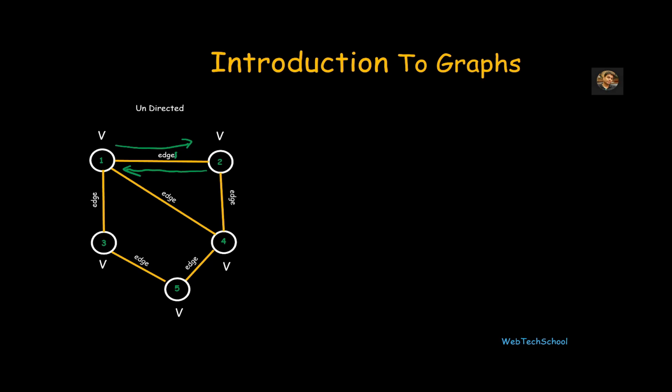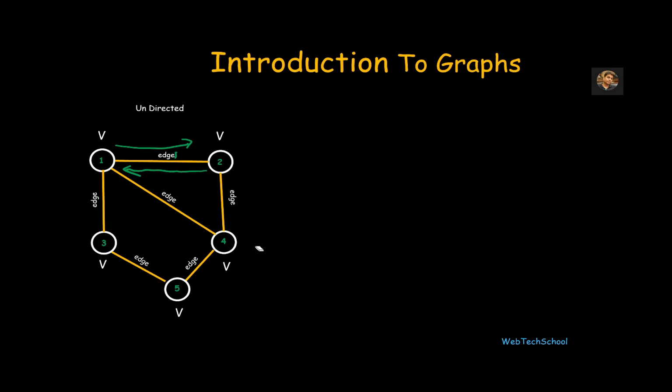So there is no specific direction given. It can go in either direction. A real world example of an undirected graph would be a railway line, where the same railway line can be used for both up and down trains.